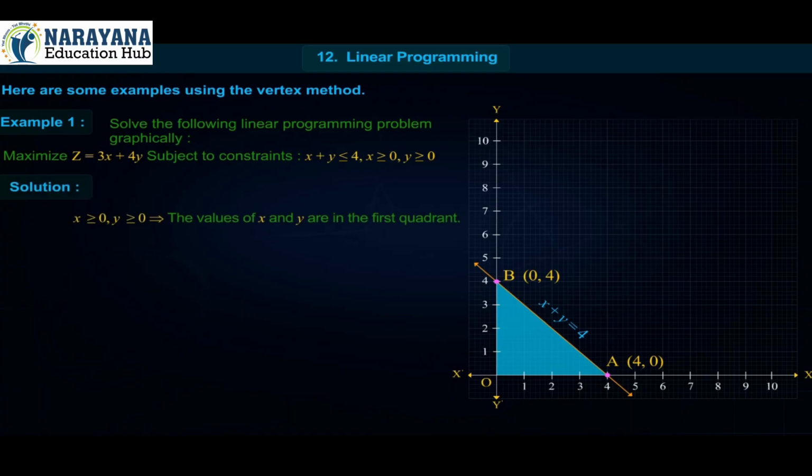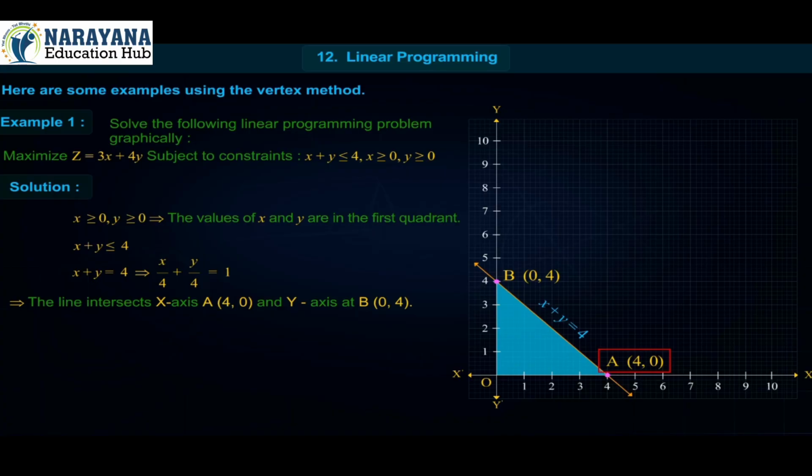Solution: x is greater than or equal to 0, y is greater than or equal to 0 implies the values of x and y are in the first quadrant. x plus y is less than or equal to 4. x plus y is equal to 4 implies x upon 4 plus y upon 4 is equal to 1, implies the line intersects the x-axis at A (4, 0) and the y-axis at B (0, 4). Joining points A and B, we get the line x plus y is equal to 4.